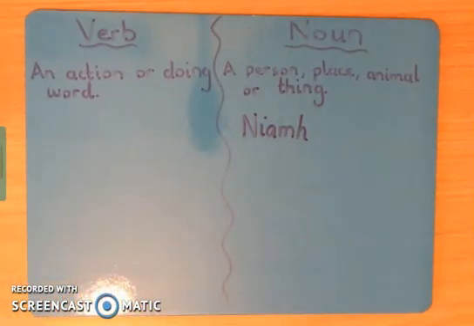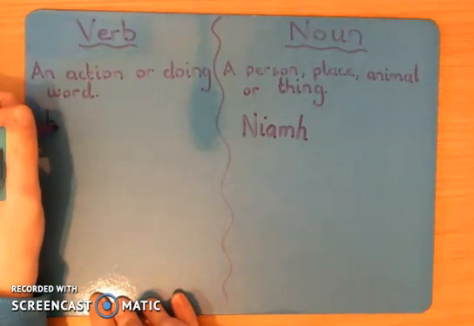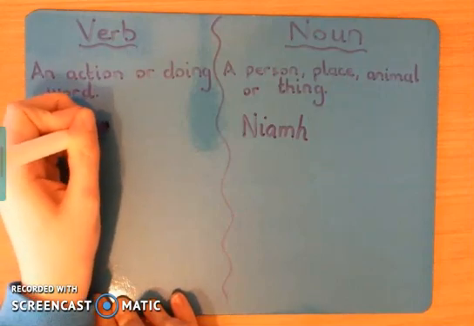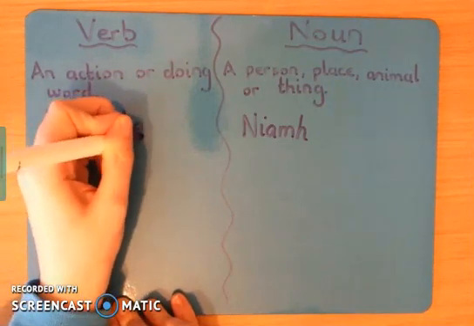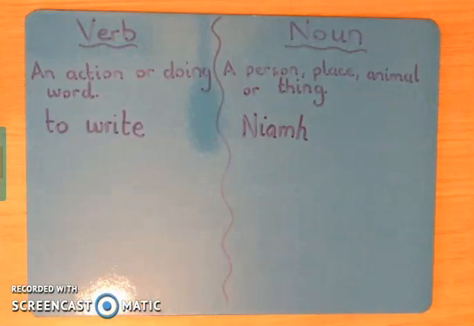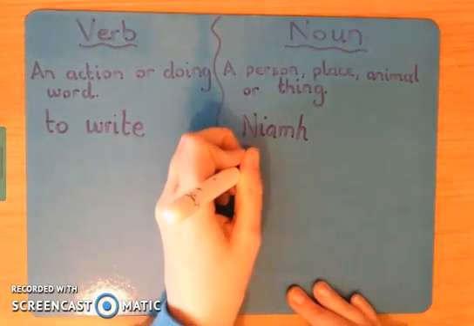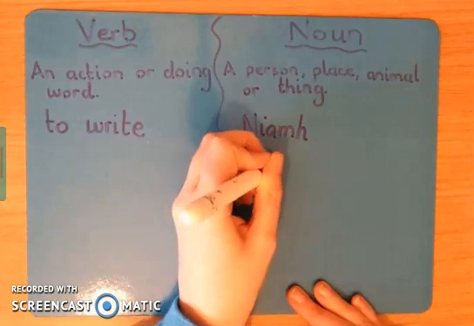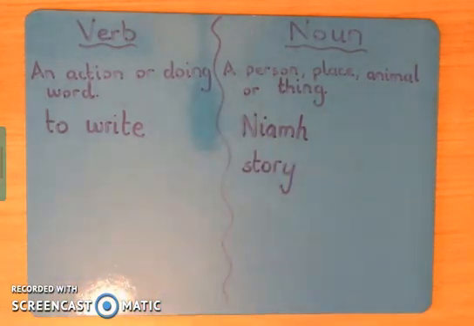Neve is writing. So when you're writing, you're doing something, aren't you? It's an action that you're doing with your hand. So to write would be a verb. So Neve is writing a story. Well, is the story a verb or a noun? It's a noun, isn't it? It's a thing. So it's a story. Okay, it's a noun.